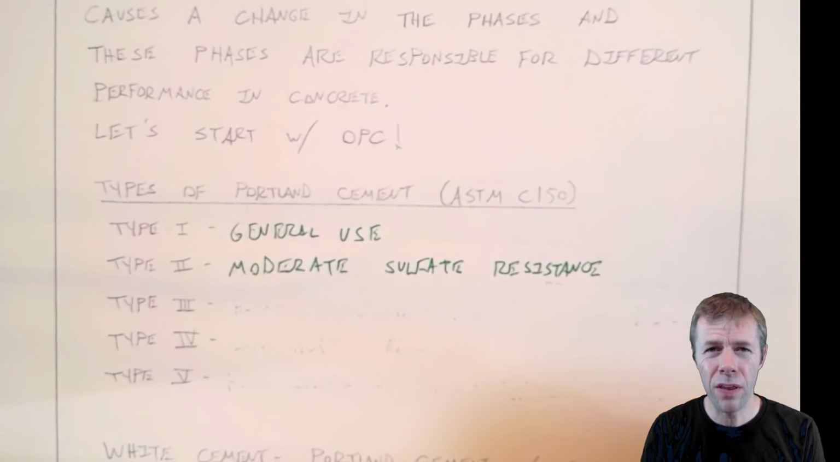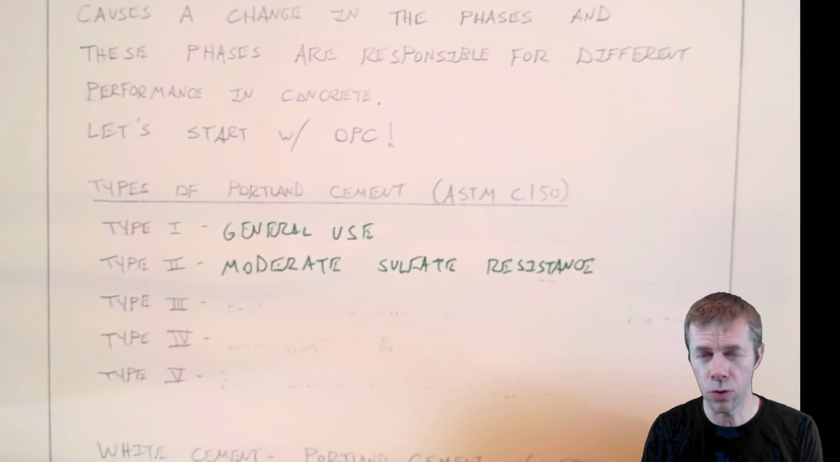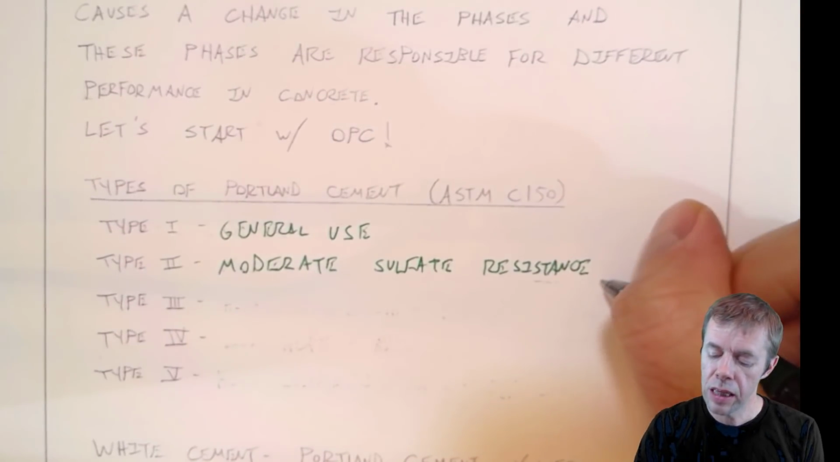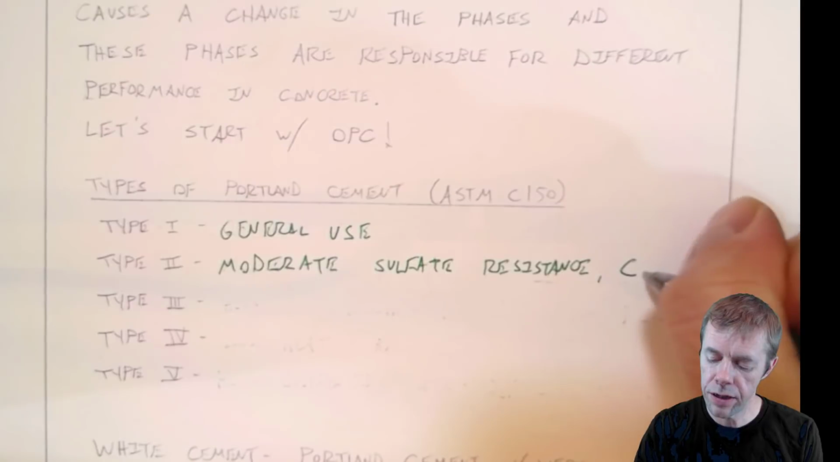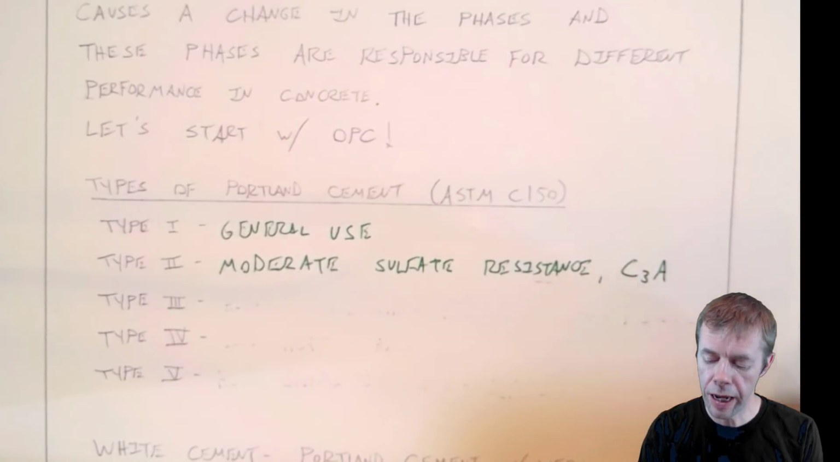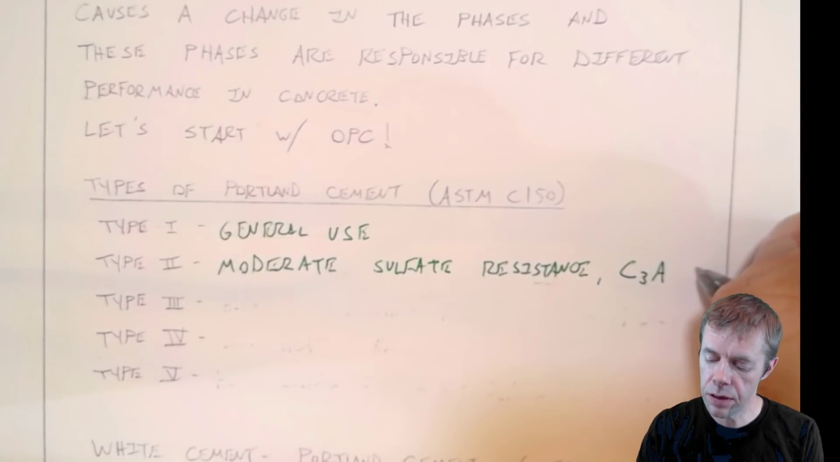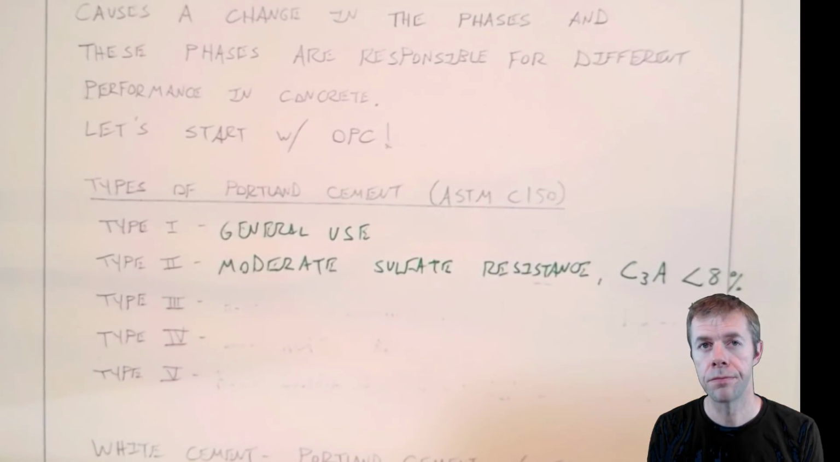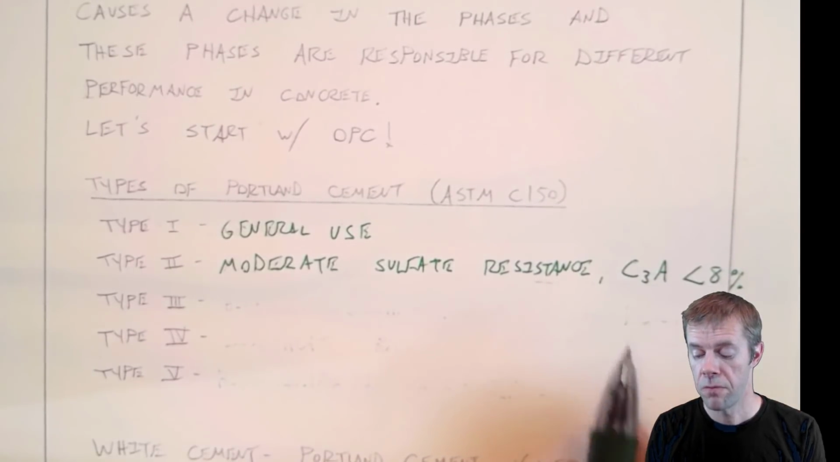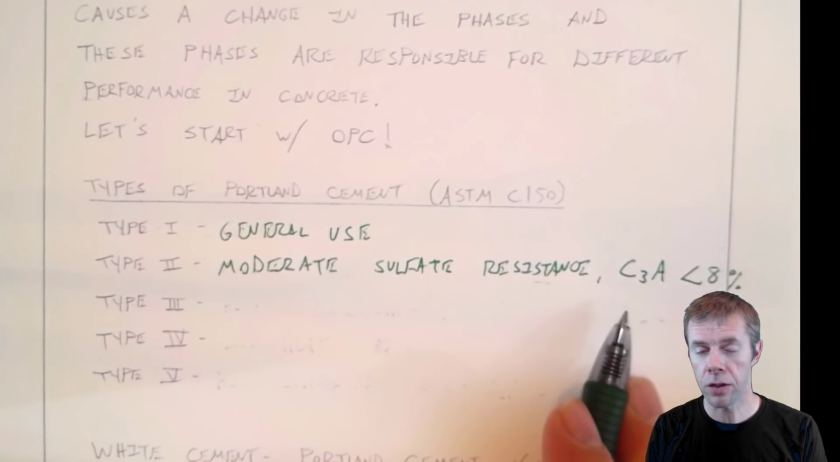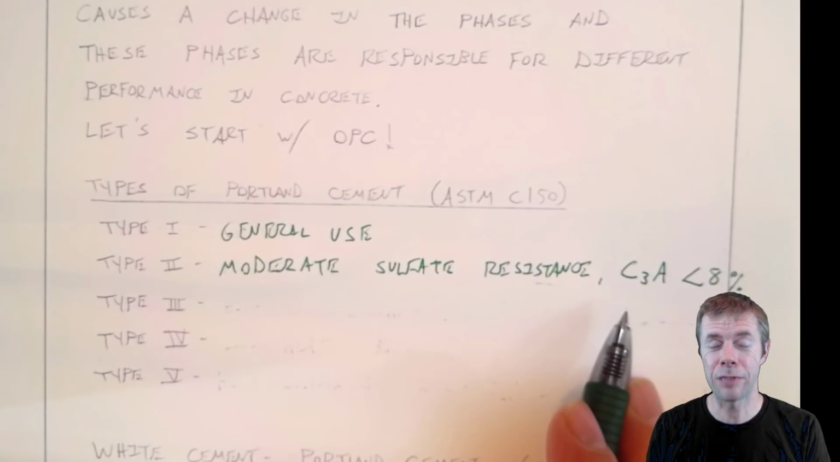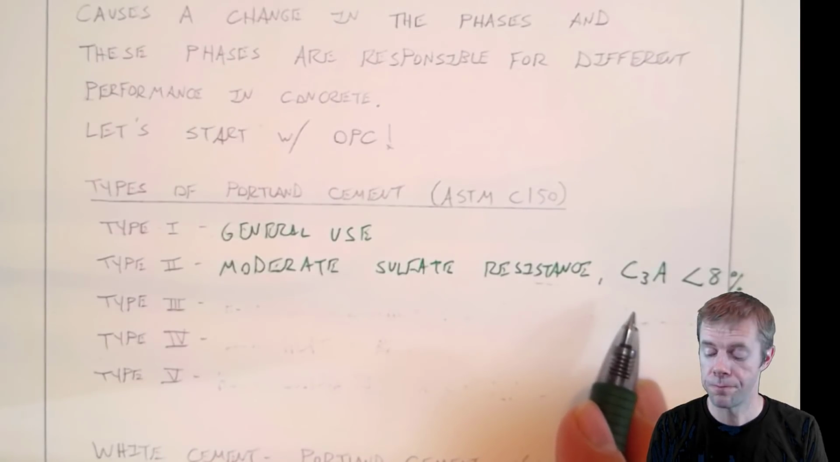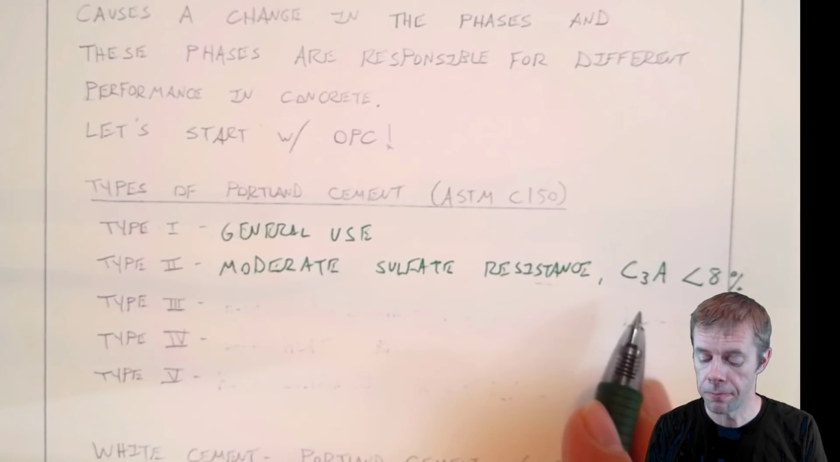And say, well, how do they do that? How do they give it moderate sulfate resistance? Well, they actually limit the C3A content, the tricalcium aluminate, and they limit it to be less than 8%. This is because the monosulfate and the ettringite, which we'll talk about coming up, are attacked by outside sulfates. I know, yikes. But if you limit them, then it's not that big of a deal.